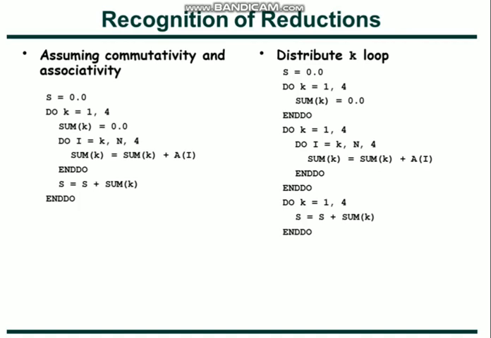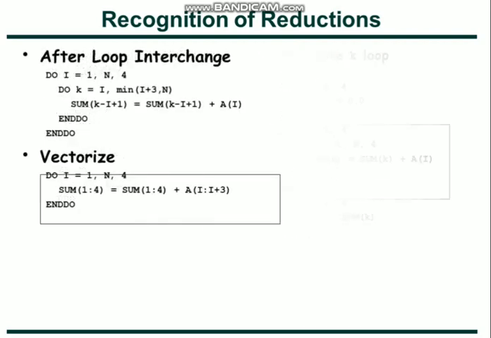So we'll first apply loop interchange to this. If we apply loop interchange to this second loop, then after loop interchange we'll get this one in place of the second loop. I becomes outer, k becomes inner, and inside that we'll have the statement sum of k minus I plus 1 is equal to sum of k minus I plus 1 plus a of I. Here you can see that this inner loop does not have any dependence, so the inner loop can be vectorized.